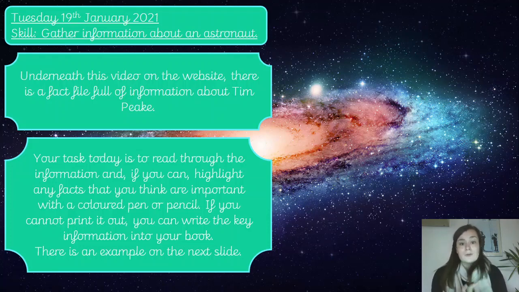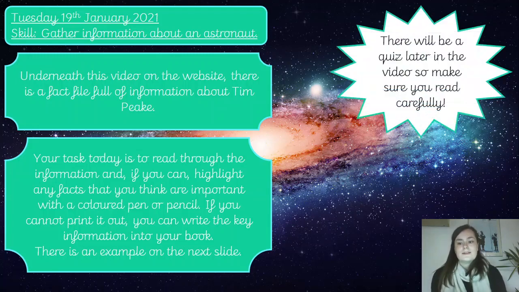If you cannot print out the PDF, I know not everyone's got access to a printer at home, then you can write down the key information in your book and then use your colour pencil to highlight which subheading it would go underneath. So there's an example on the next slide.